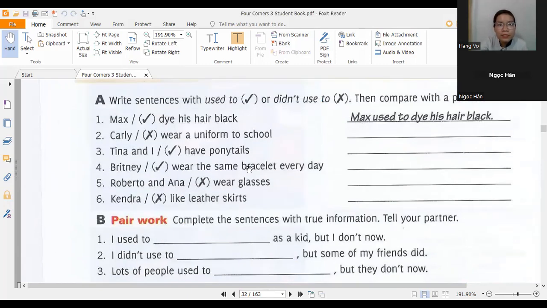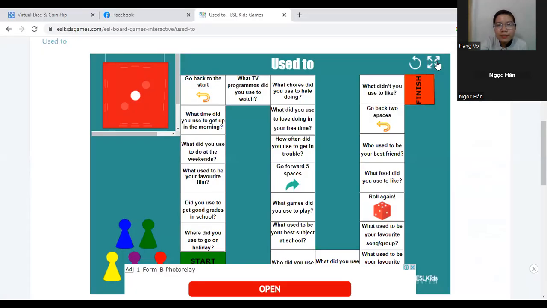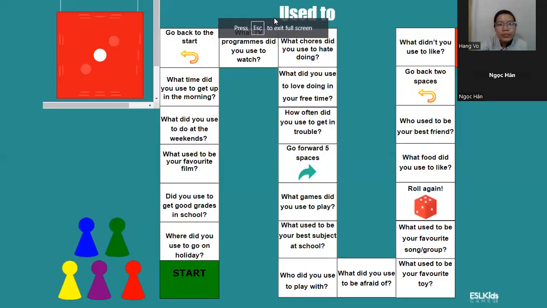We are going to play a game together to practice this structure more. Okay, wait for me a second. All right, so we are going to play this game to practice the structure "used to".